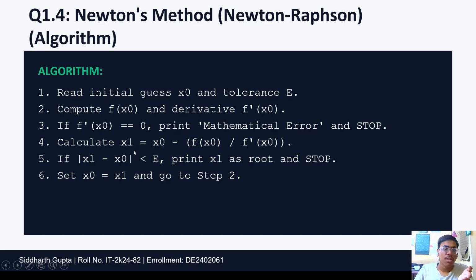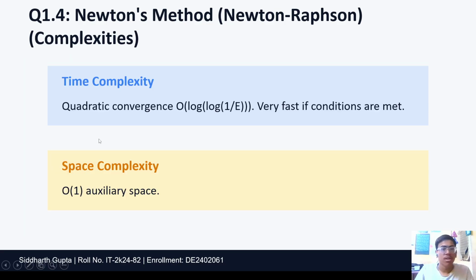We will calculate the Newton-Raphson formula, and till x1 minus x0 is greater than e, we will follow this: we will set x1 to x0 again and again, and again find x1. As x1 minus x0 becomes less than e, we will print that the root is x1. So here we can find the root using the algorithm for finding the root using the Newton-Raphson method.